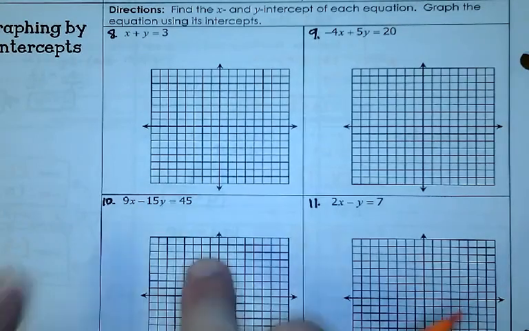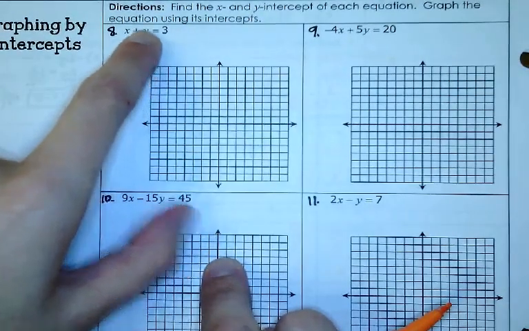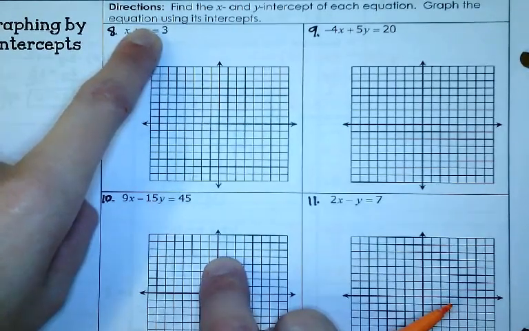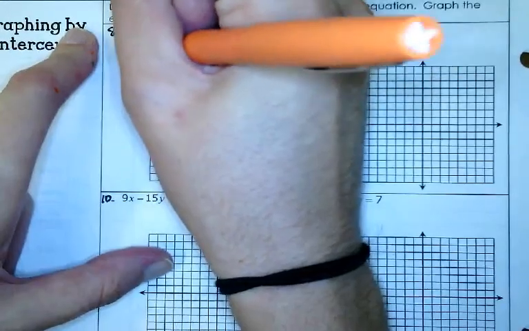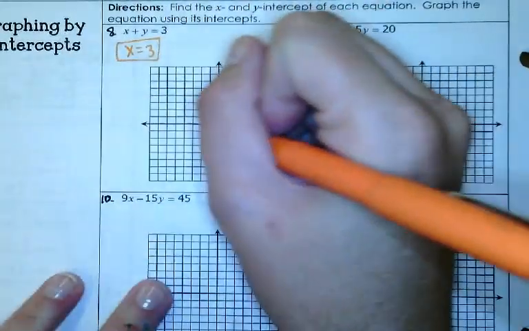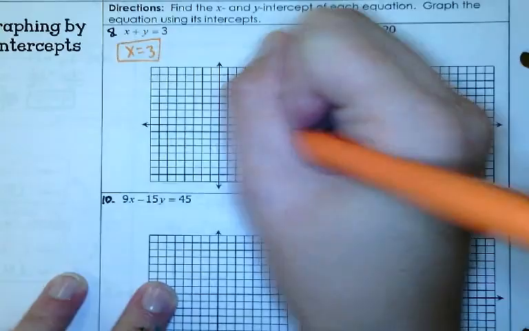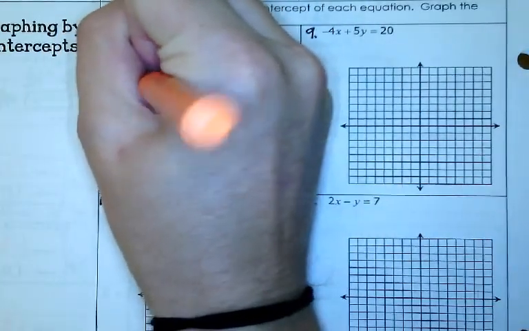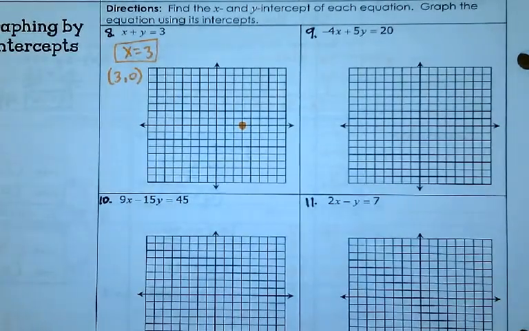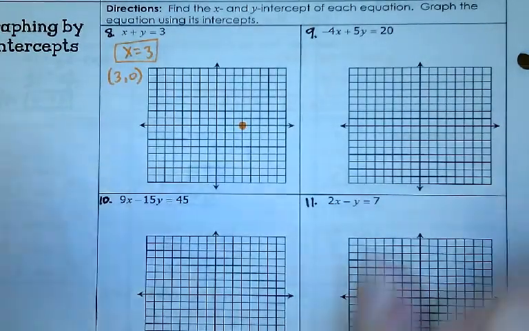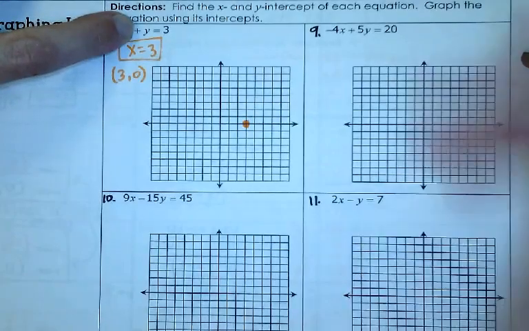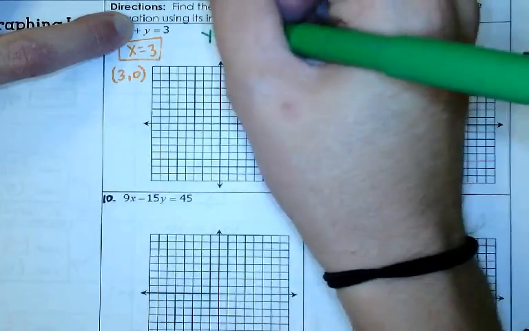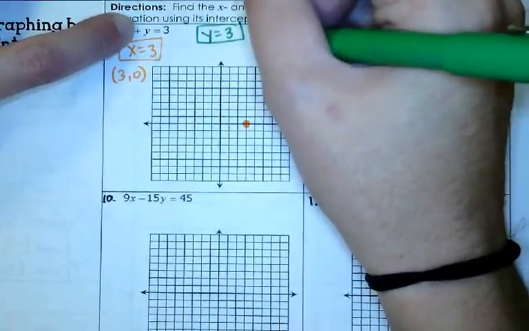So number 8 is pretty simple. If I cover up my y, what is my x equal to? 3. So that's just x equals 3. So guys, I can go here and I can graph 3, 0. Do y'all feel good about that? So I'm going to graph 3, 0. If I cover up my x, what is my y-intercept? 3. So your y-intercept would be 0, 3. So I'm going to go here and graph this.